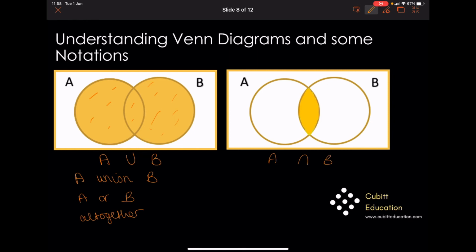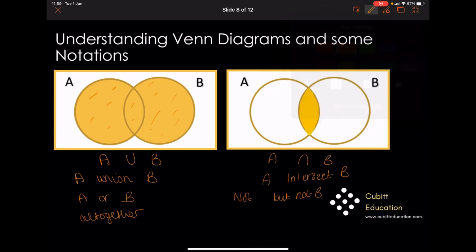And then finally, this one is A and then intersect B. I mentioned this one earlier. A intersect B just means the intersection. It means in A, but also in B. So only the middle. So this section here.